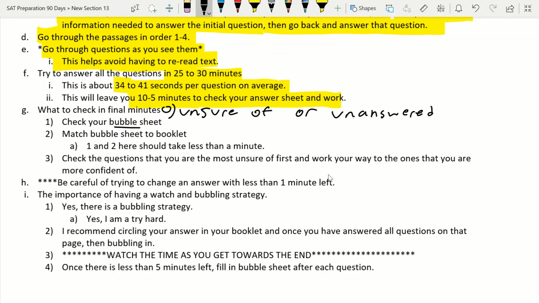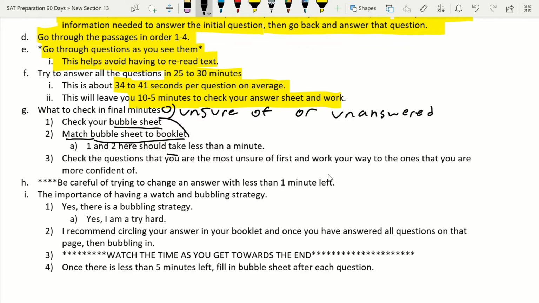Then after that, you're going to make sure that your bubble sheet matches your test booklet. If you end up missing one spot on your bubble sheet, it's going to throw off everything that comes after it. So you want to make sure that what's in your booklet matches your bubble sheet, because that prevents you from absolutely bombing by missing one spot and having everything off by one. So, steps 1 and 2: matching the bubble sheet.